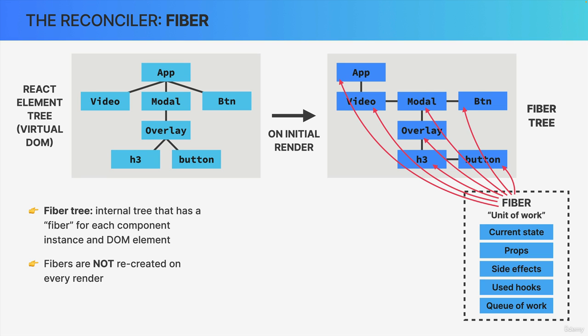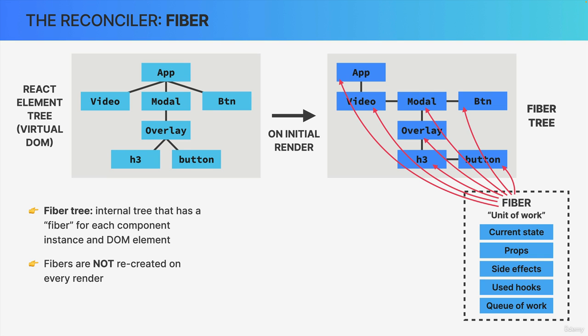We also see that both trees include not only React elements or components, but also regular DOM elements, such as the H3 and button elements in this example. So both trees really are a complete representation of the entire DOM structure, not just of React components.